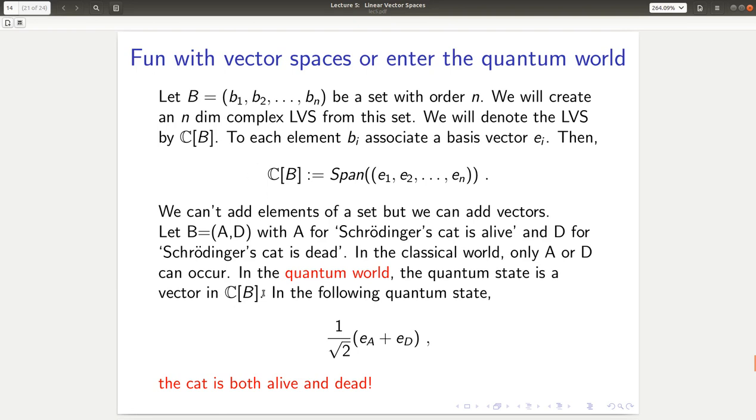But now we have a nice construction. So what we have is a vector space, and in particular, I'll call E_A the basis vector for A, and E_D the basis vector for D. Because I can add these, let's take 1 over root 2, which is not so important at this point, but I'm putting it in for when we come back to this: 1 upon root 2 times (E_A plus E_D). So what we have is a linear superposition of A and D. So in the quantum mechanical state, the cat can be both alive and dead.